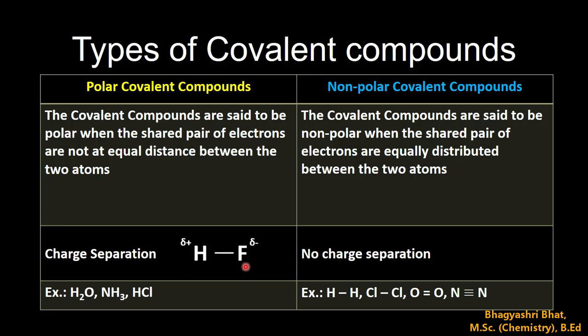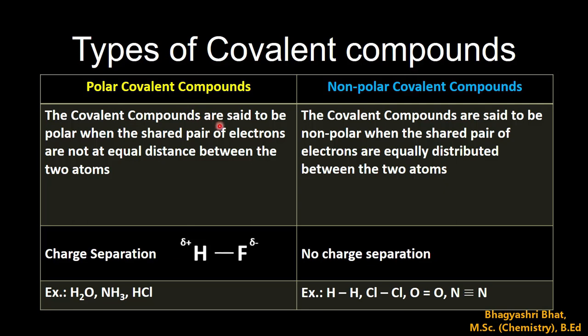And doing so, fluorine gets slightly negative charge and hydrogen gets slightly positive charge. Since there is a separation of charges, such covalent compounds are known as polar covalent compounds, as they lead to formation of 2 opposite poles, positive pole and negative pole. Such compounds are known as polar covalent compounds.